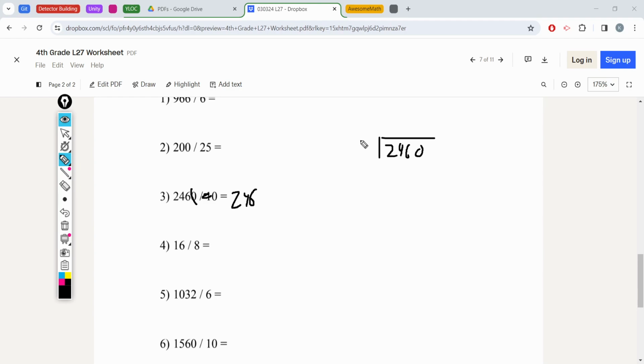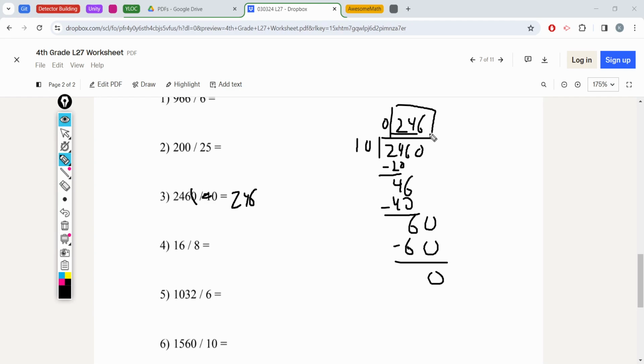So we start with 2460 and divide by 10. 10 goes into 2 0 times. It goes into 24 2 times. Minus 20 gives us 4, drop down the 6. 10 goes into 46 4 times. Minus 40 gives you 6, drop down the 0. And then it goes into 60 6 times. And that gives you exactly 0. So you can see you get exactly 246, which is the same as what we did using the little shortcut.